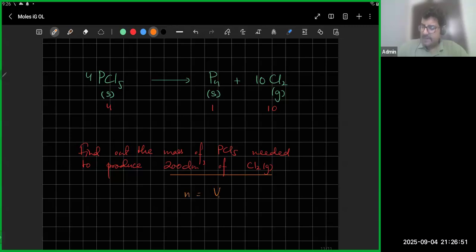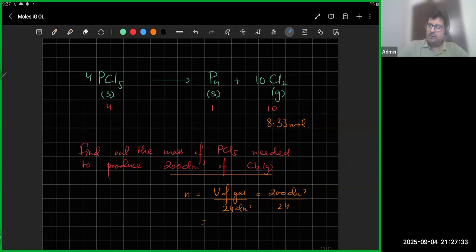So gas का क्या होता है? It's volume of gas divided by 24 dm cube, right? So the volume of gas is 200. Divide that by 24, we'll find the moles, right? So you're going to find the moles of one thing. So what is 200 divided by 24? Let's see, 8.33. So that's 8.33 moles, right? So 8.33 moles.